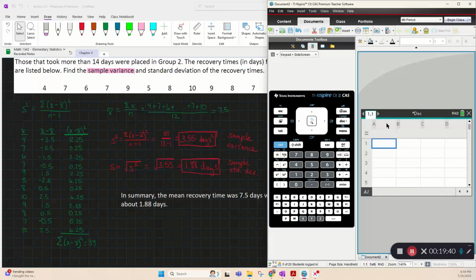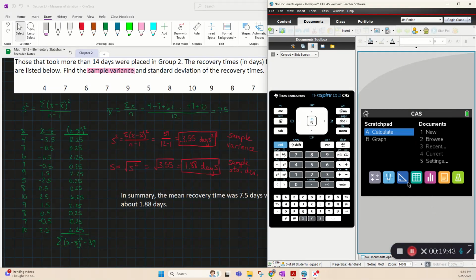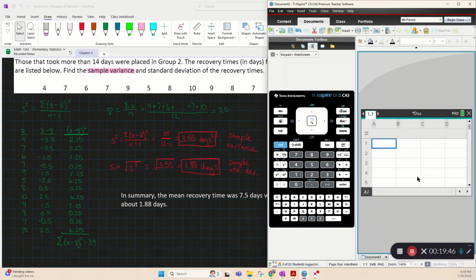Okay. So what I'm going to do is create a spreadsheet. And then I'm going to name my column. So I'm dealing with days here, so I'm going to call column A days. And then I'm just going to enter the raw data going down on column A. 4, 7, 6, 7, 9, 5, 8, 10, 9, 8, 7, 10. Okay, I put in all my data. Now you're like, are you going to build that table? Nope. I'm going to let the calculator analyze everything for me.